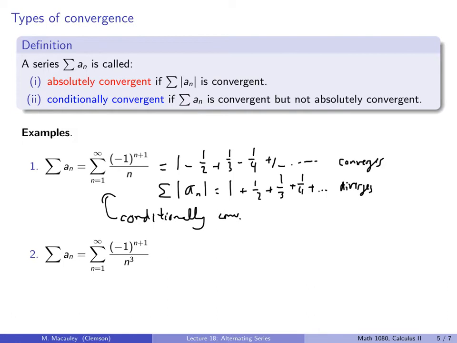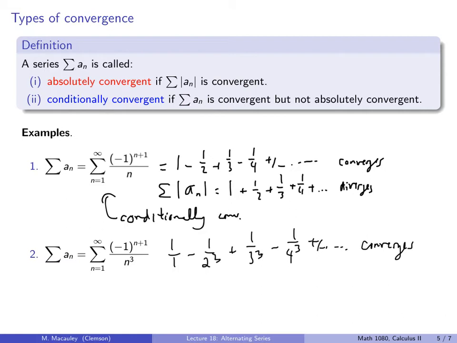Now compare that to this next series below. Here we have an alternating series: 1 over 1 minus 1 over 2 cubed plus 1 over 3 cubed minus 1 over 4 cubed, plus or minus, and so forth. I'm sorry, not squared, cubed. So this converges. You can do the alternating series test. These terms are decreasing in absolute value, and it's an alternating series, so it automatically converges.